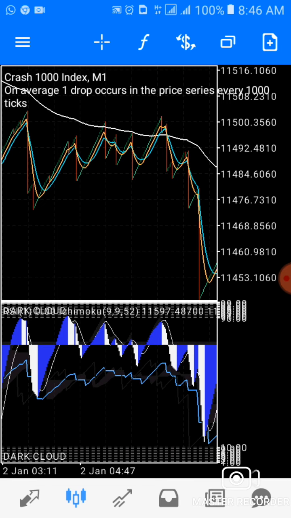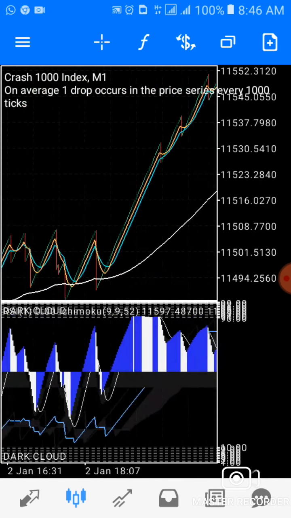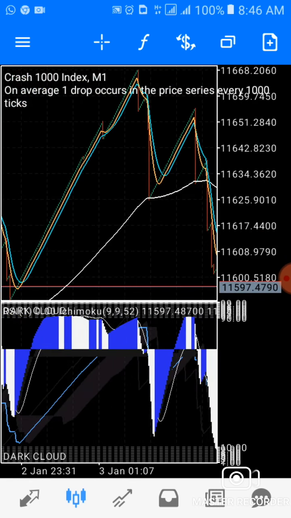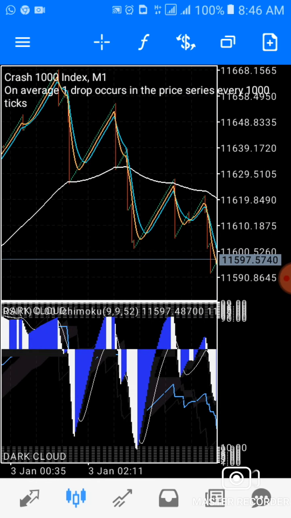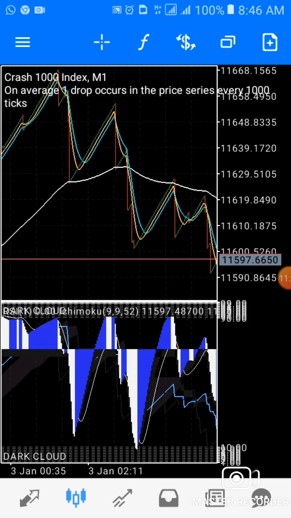But currently, I'm confirming that this is the best. If you follow the rules, with patience and all, you get the most out of it. This is the good and best strategy currently that I'm using and it gives me the money, guys. The thing is patience, risk management, all those ABCs of trading you have to have, and do your research.